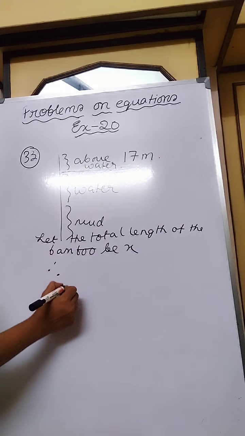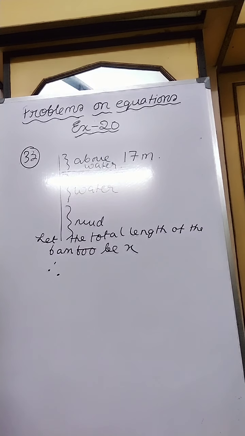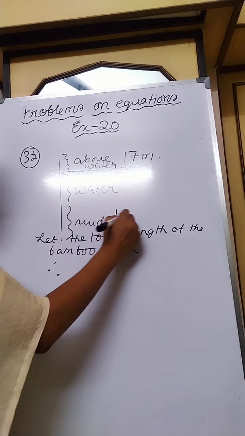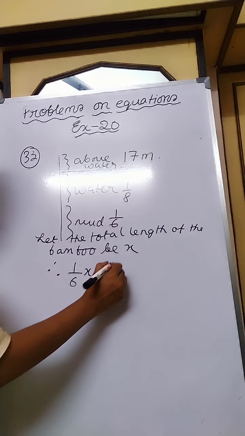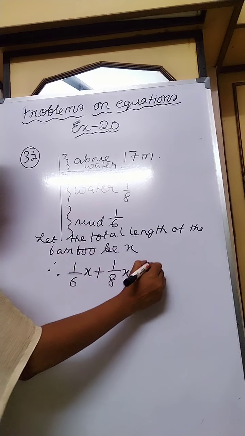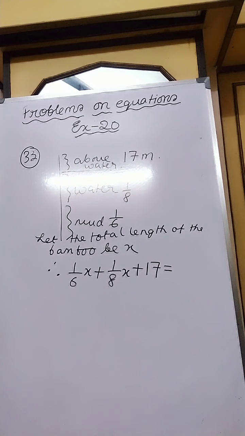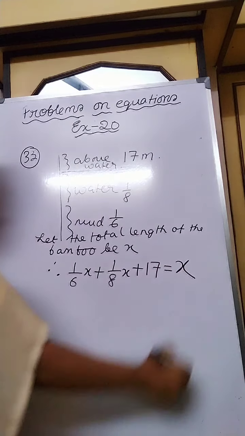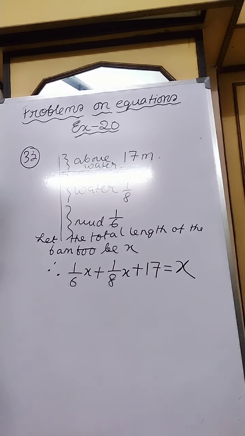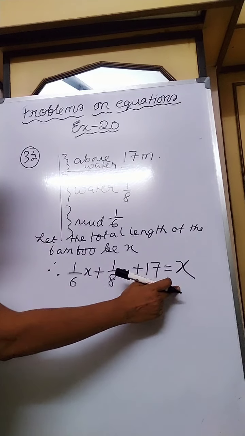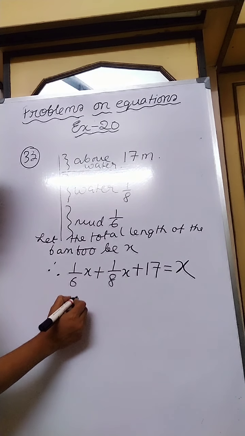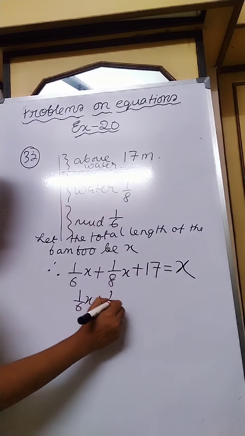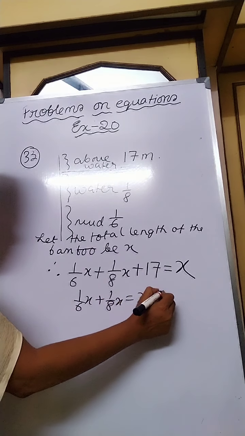Therefore, how much portion is within mud? 1/6 is within mud, 1/8 is within water. So 1/6 of x plus 1/8 of x plus 17 meter is equal to the total length of the bamboo, that is x. This is the equation which you need to solve to find x, so that you can find the total length of the bamboo. So this will give you 1/6x plus 1/8x is equal to x minus 17.